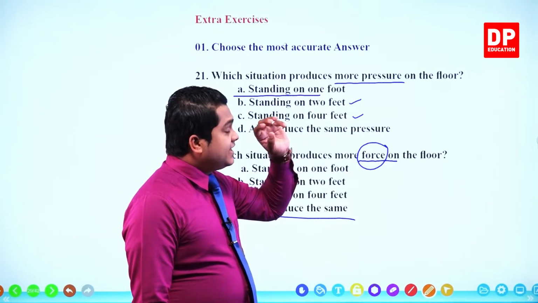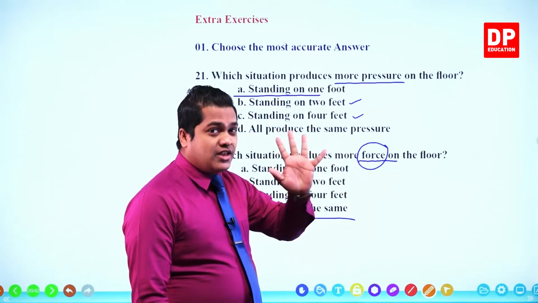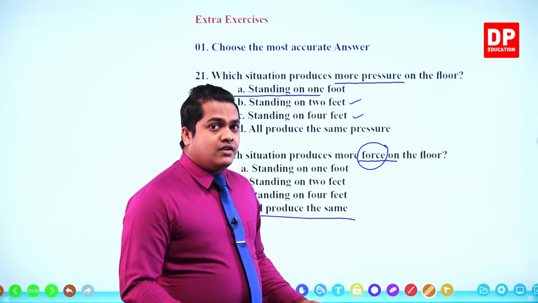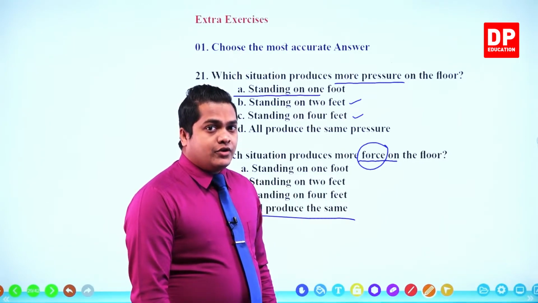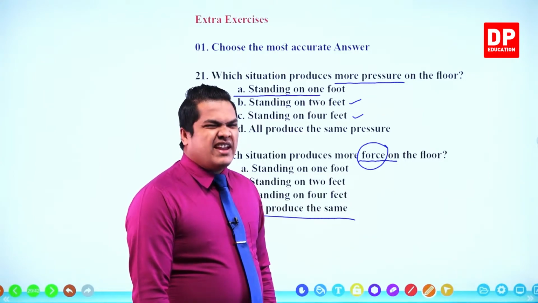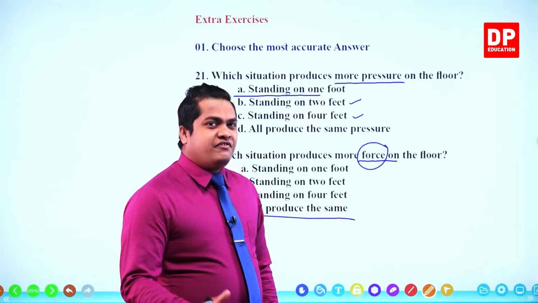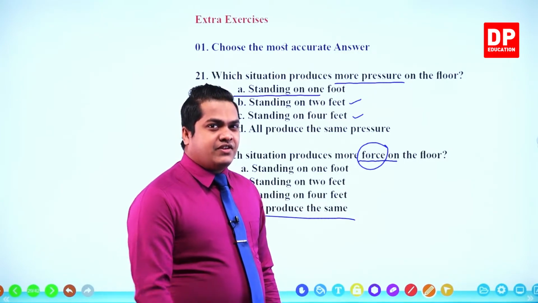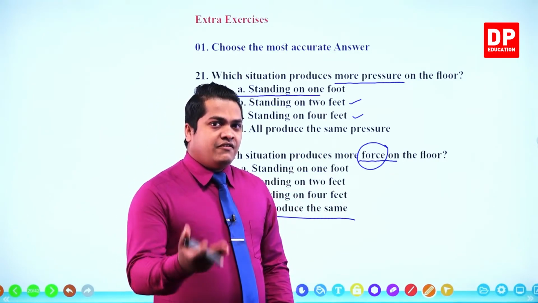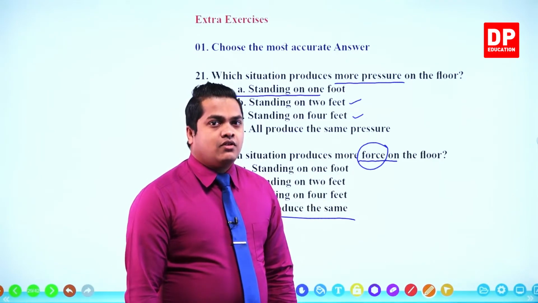In the earlier case they were asking about the pressure. In this case they are asking about the force, not the pressure. So no matter how many feet the animal is going to use, weight is not getting changed. Weight is the force which is acting here. If we assume the weight of the animal is 50 Newton, in each of these cases, no matter the number of feet, 50 Newton is acting downward. So the answer is quite obvious, all produce the same.